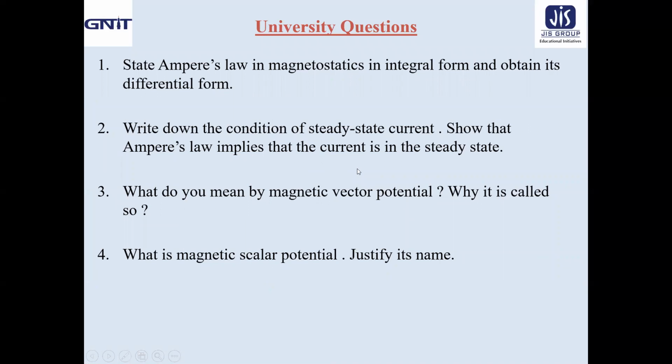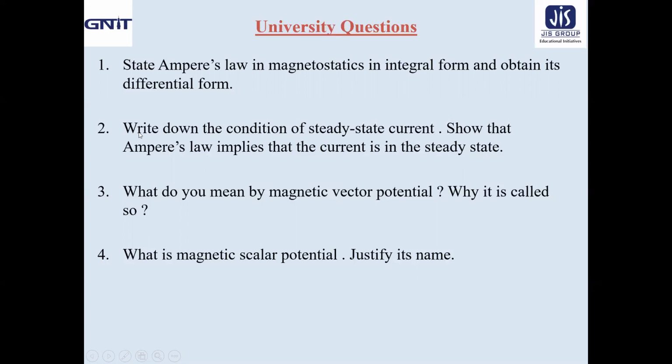Let us now move to some important university questions. State Ampere's law in magnetostatics in integral form and obtain its differential form. Already done. Write down the condition of steady state current. Show that Ampere's law implies that the current is in the steady state.